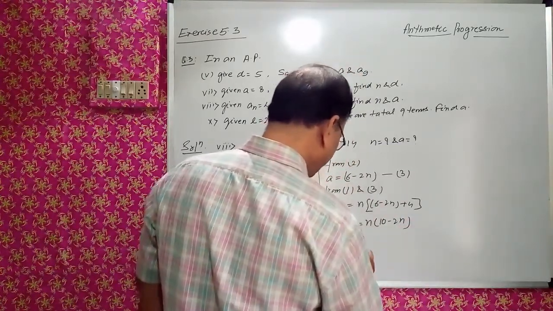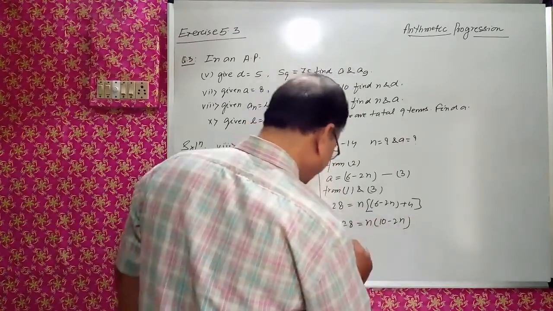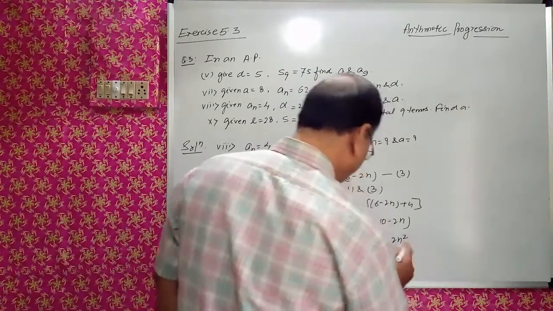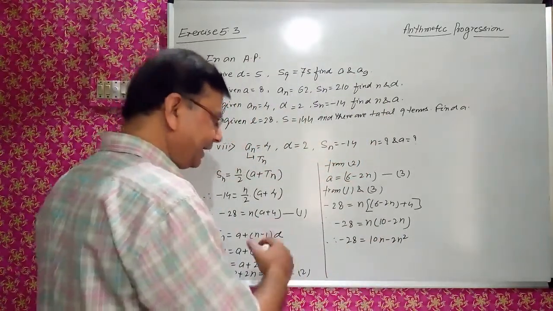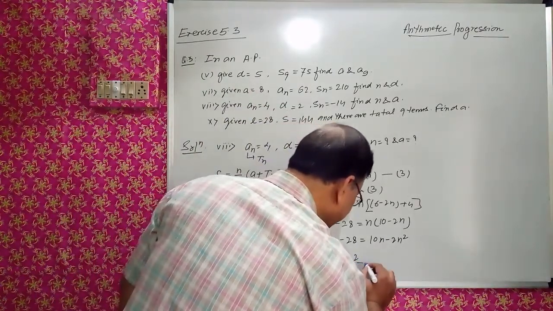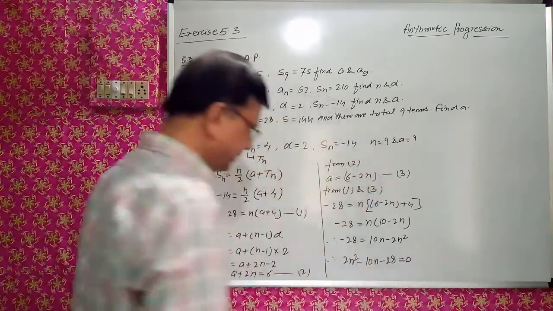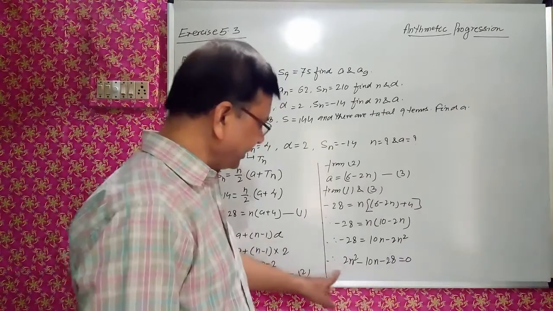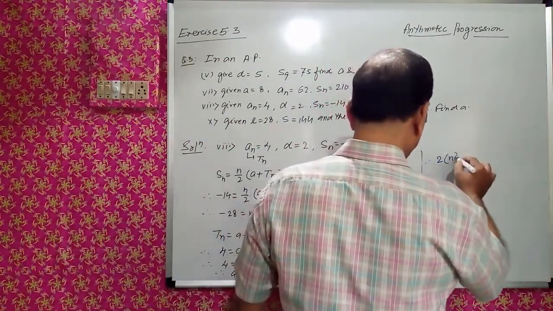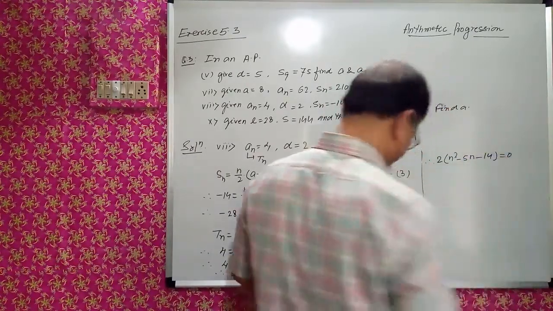Therefore we can multiply and transfer. That is minus 28 is equal to 10n minus 2n square. Transfer the whole quantity from the right hand side to the left hand side. Therefore 2n square minus 10n minus 28 is equal to 0. If you see, 2 is common in both. So we can write 2n square minus 5n minus 14 is equal to 0.